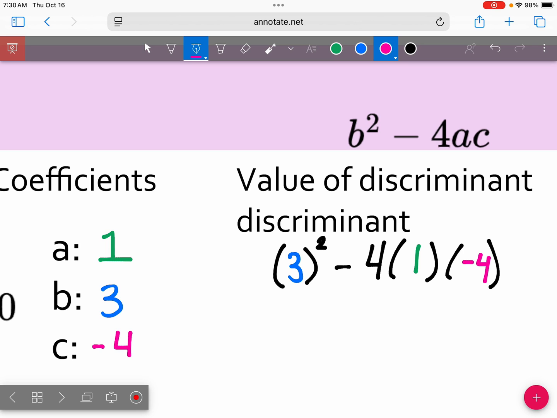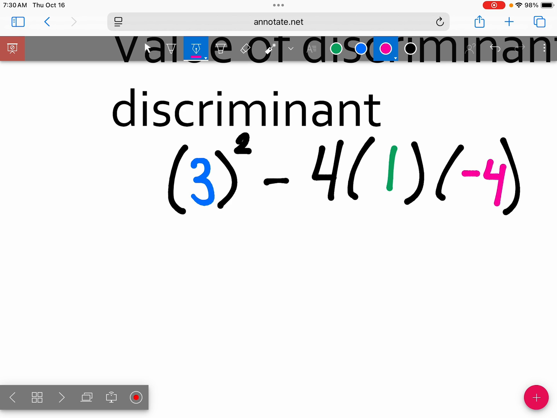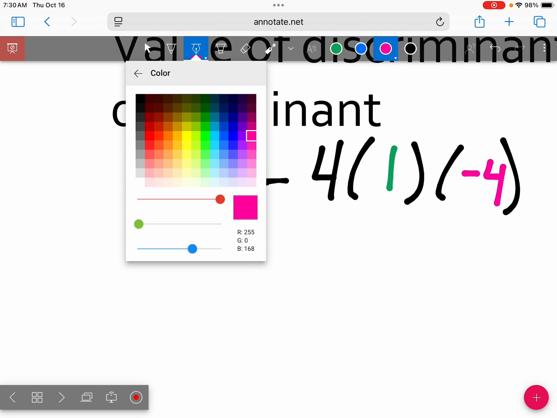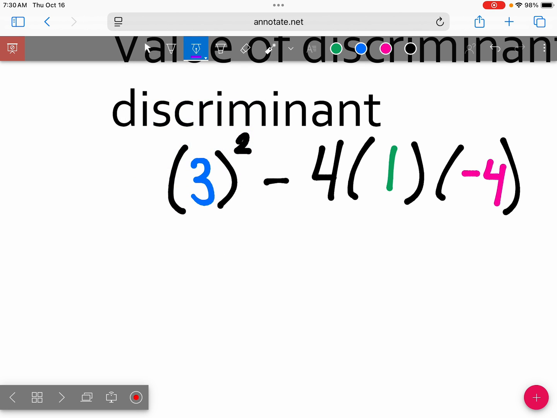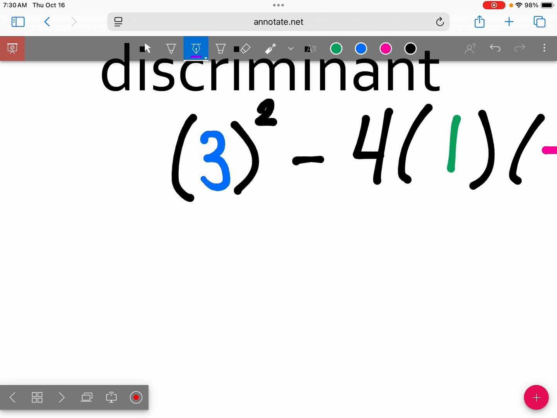Now you can type that whole statement into the calculator. I could put 3 squared minus 4 times 1 times -4. Make sure you include the parentheses if you do. We also can do this by hand. It's not that hard. Because we know what 3 squared is. 3 squared is 9.